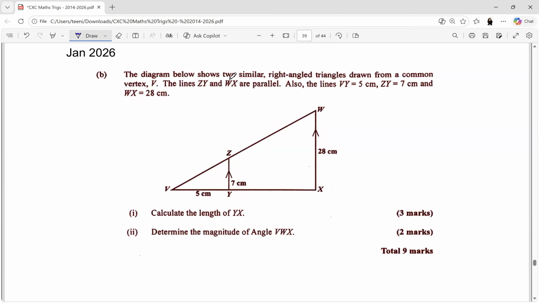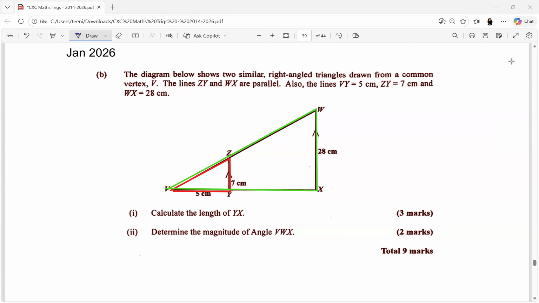It says the diagram below shows two similar right-angled triangles drawn from a common vertex V. So the two similar triangles here, the first one is this one, VZY, right? That's your first similar triangle. And the second similar triangle is VWX, right? That's the second one. So it's two similar triangles.